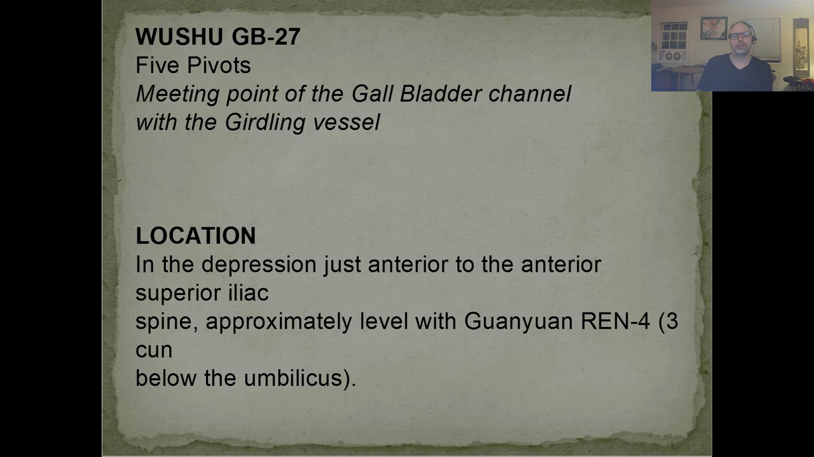Gallbladder 27, the meeting point of the gallbladder and the daimai. In the depression just anterior to the anterior superior iliac spine, approximately level with Ren 4. So it's another way to check, right? If you know where Ren 4 is, come down Ren 4, 3 soon below the umbilicus, match that up with the lateral aspect of gallbladder 27, and make sure they match.